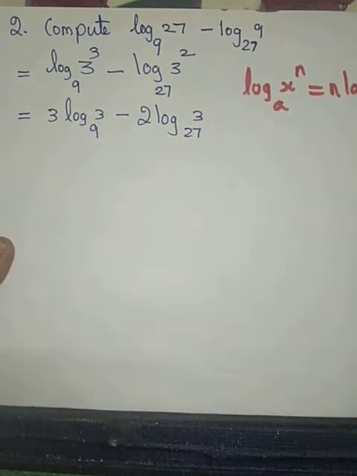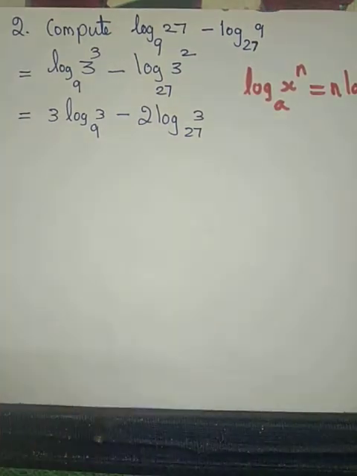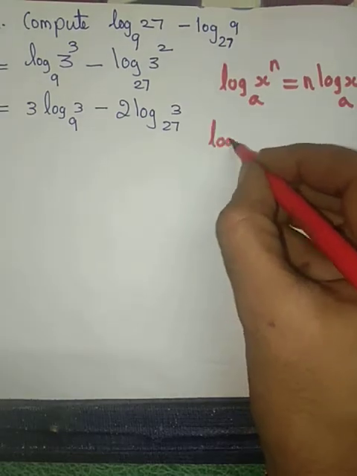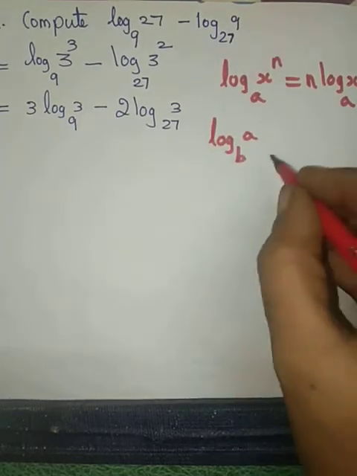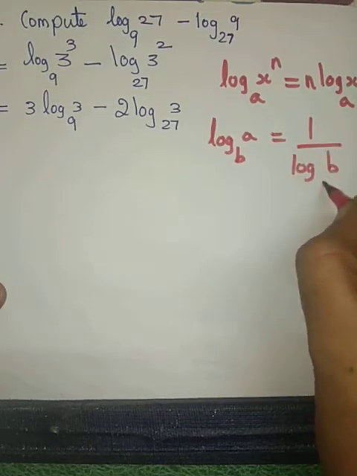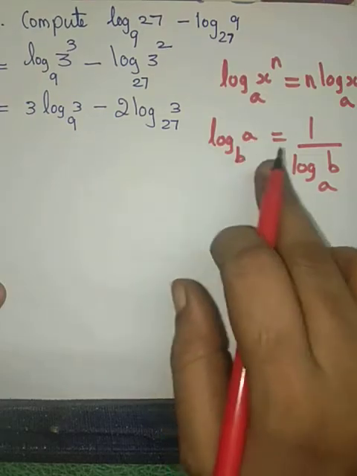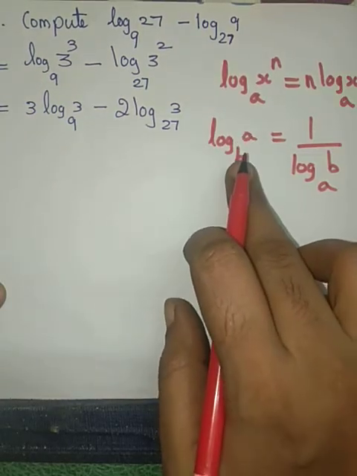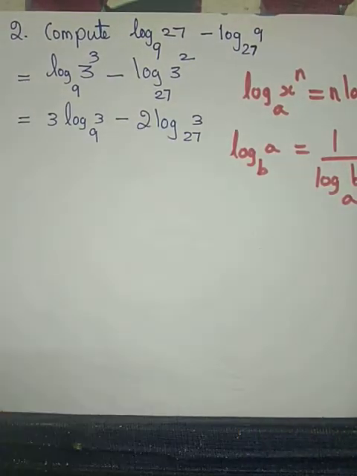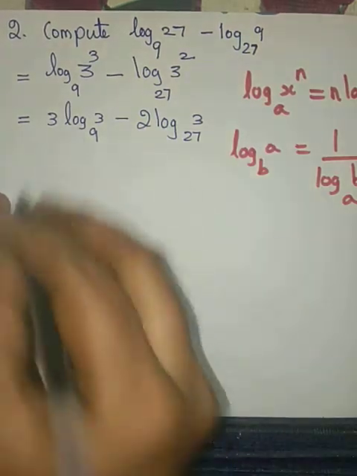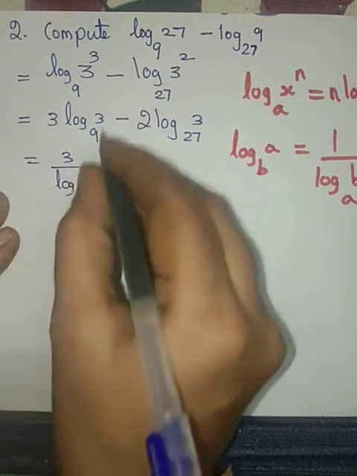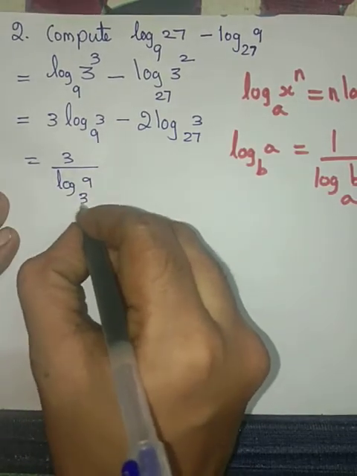After writing like this, let me use the change of base rule. What the change of base rule is, suppose I have log a to the base b, I can write it as 1 by log b to the base a. Log a to the base b, I want to bring that a as base, means 1 by log b to the base a. Here I am going to use that rule. The 3 outside I write as it is, and I change the base. So log 9 to the base 3.